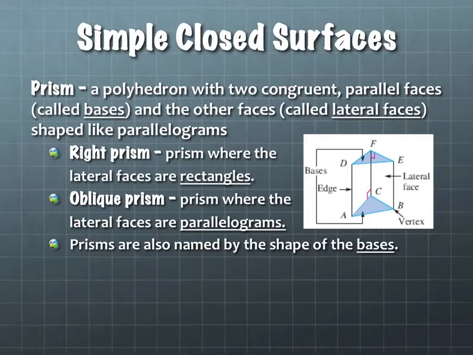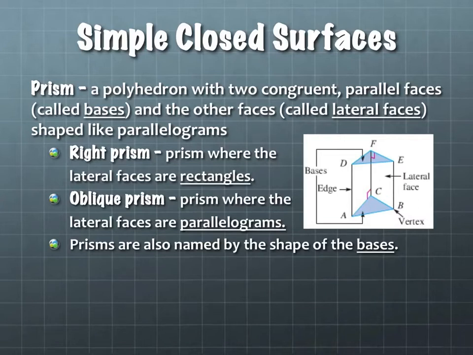If it's a straight up and down or a right prism, then those faces around the edges, the lateral faces, will be rectangles. If it's leaning or tilted, which is what we call oblique, then they won't be rectangles, but they still will be parallelograms. They'll have a shift or a tilt to them.